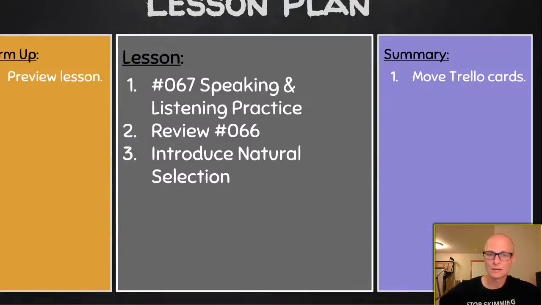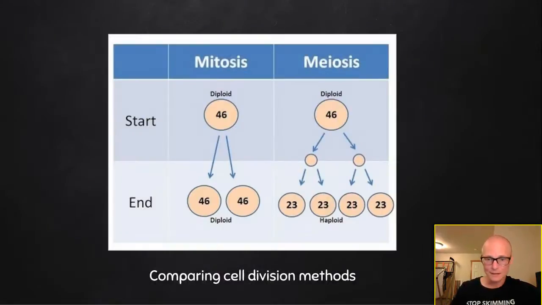We're going to interrupt for a second and do number 67, speaking and listening practice. It has nothing to do with the unit. This is a school mandated thing we have to do. Then we come back and review the number 66 items we haven't finished and get back to this idea of natural selection.